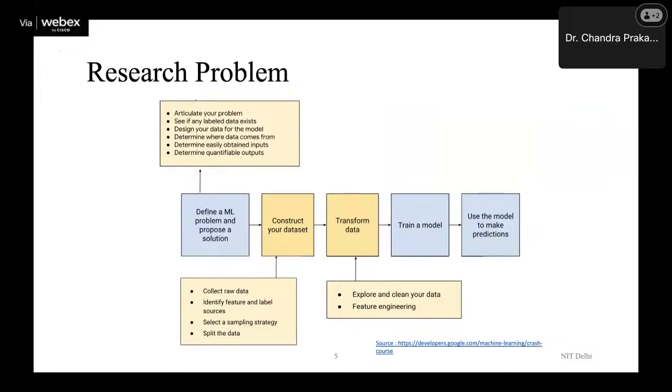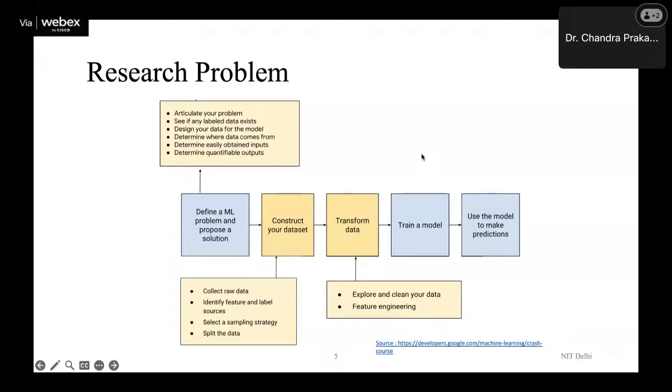So in research, specifically, first we define a problem, a machine learning problem, and try to propose a solution. For that, we see if the data is available or not, then we design the data for the model. We determine where data comes from, whether we can get the data easily or not, what the inputs are, what the quantifiable outputs are, and so on. Then based on that, we split the data into training and testing. We also identify the features and label.